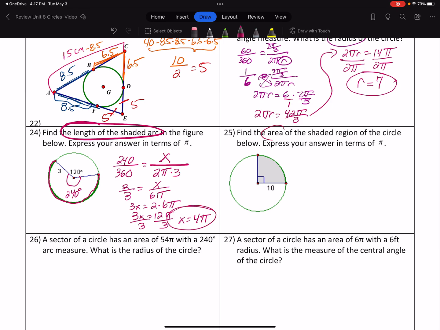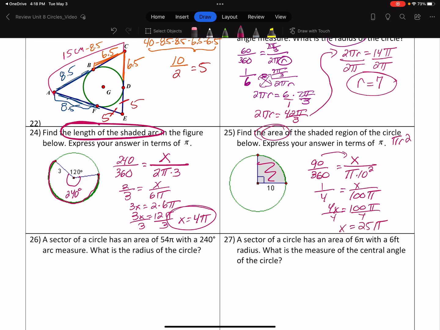Number 25, it says find the area. Area is going to be pi r squared, and that's what we're looking for. It says find the area of just the shaded region. So we're going to do the same thing. 90 over 360. We're trying to find the 90-degree part. That's the portion over pi times 10 squared. 90 over 360 is 1 over 4 is equal to x over 100 pi. I cross multiply. 4x is equal to 100 pi. Divide by 4. X is equal to 25 pi. I check. I don't have units. If you want to write it, you could write it as units squared.